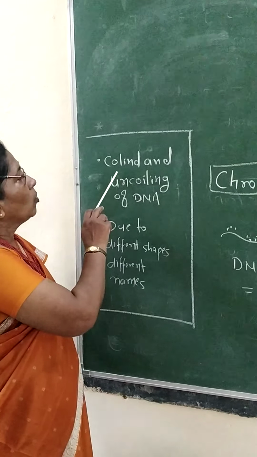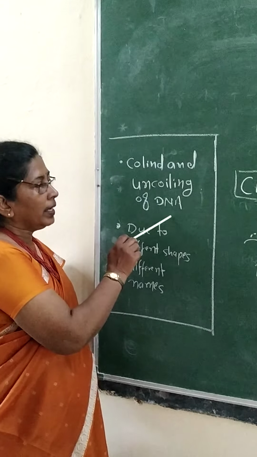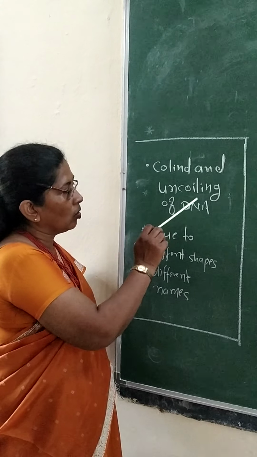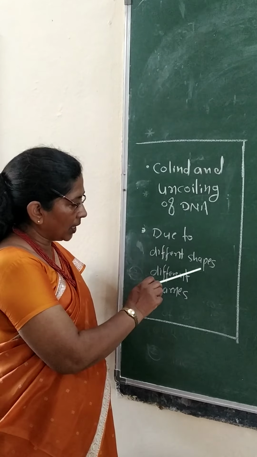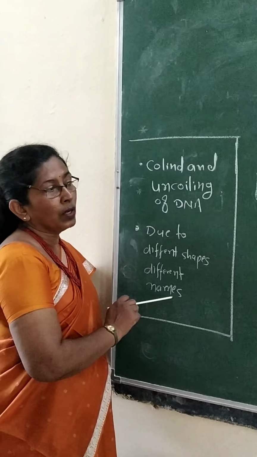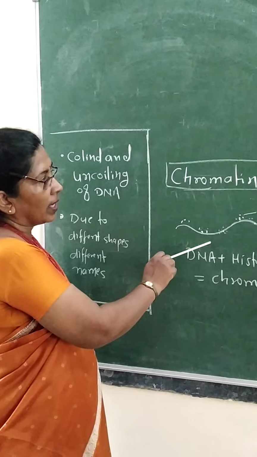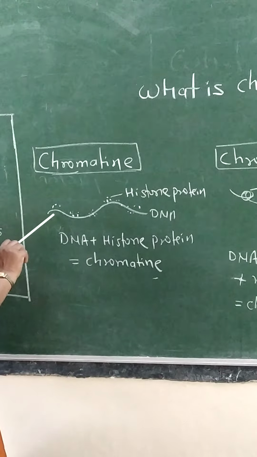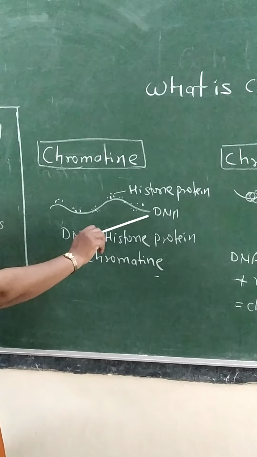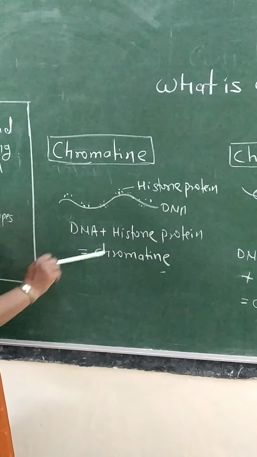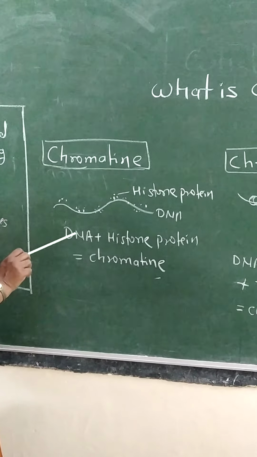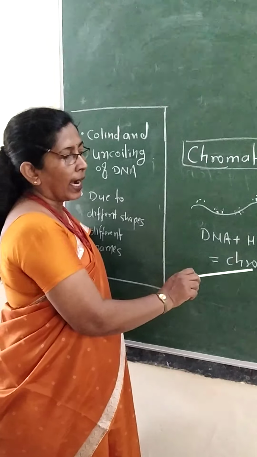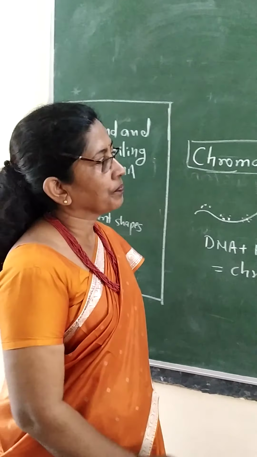See here, the different shapes they form are due to the coiling and uncoiling of the DNA. Due to different shapes, different names are given to these structures. One structure is called the chromatin structure. How is the structure of chromatin? Chromatin has the DNA molecule, a thread-like molecule, surrounded by histone protein. So what is chromatin? Chromatin means DNA plus histone protein. It is called chromatin, and it looks like a thread-like structure.